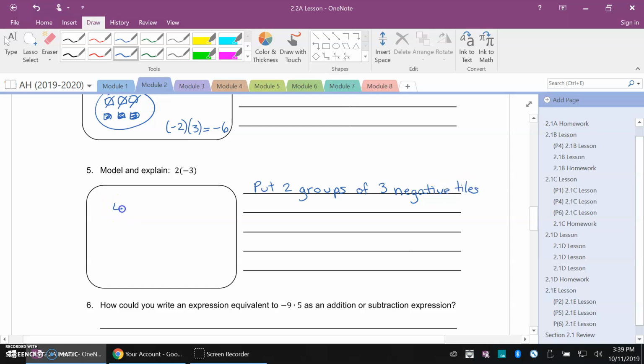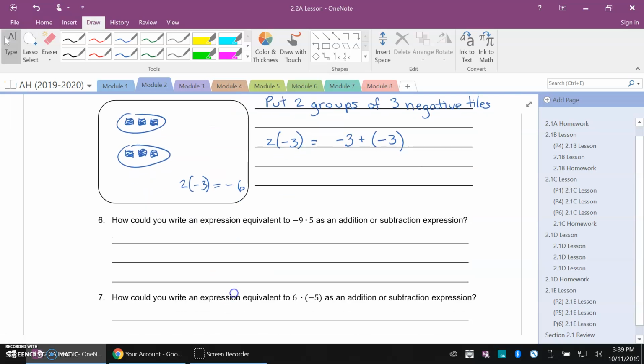So we always like it when the first factor is positive because it's honestly less work to do. So we have our one group of 3 negative tiles and we have another group of 3 negative tiles, which is why 2 times negative 3 is negative 6. Since that first factor is positive, that means we're going to have an addition statement because we're putting in a group of negative 3 and we're putting in another group of negative 3.